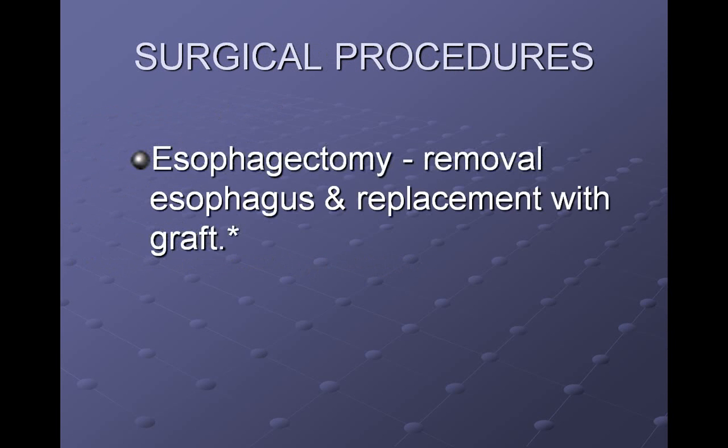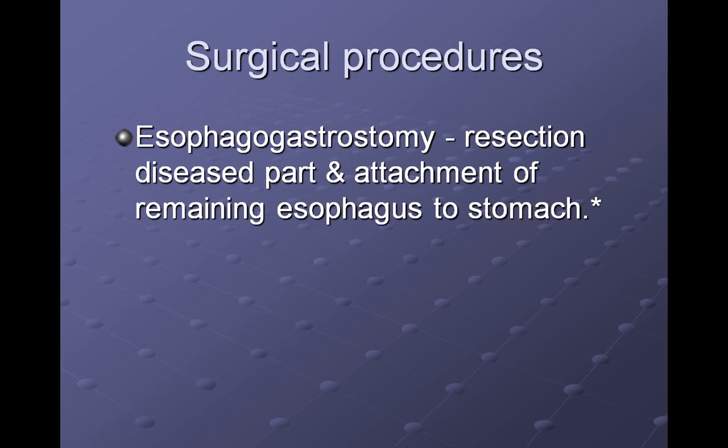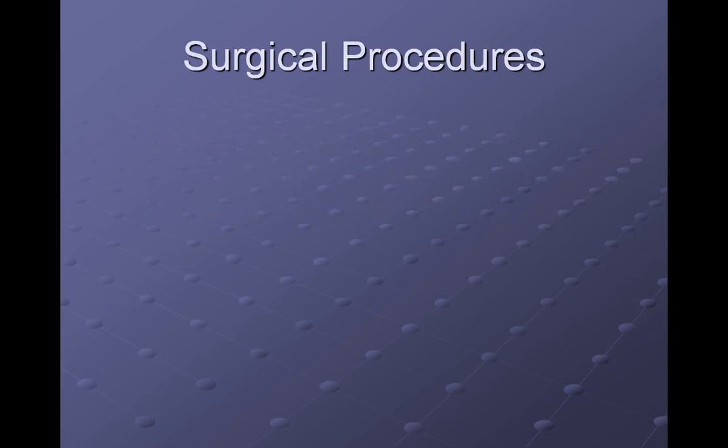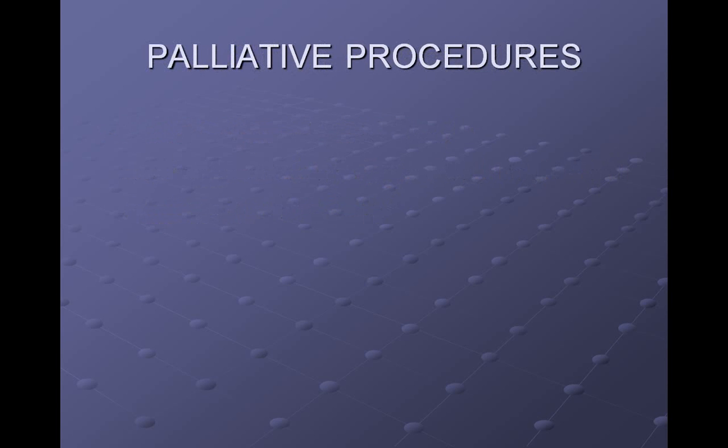Surgical procedures. Esophagectomy involves removal of the esophagus and replacement with a graft. Esophageal gastrostomy is another surgical procedure which involves resection of the diseased part and attachment of the remaining esophagus to the stomach. Esophageal enteroscopy involves replacement of the diseased part with a segment of the colon.